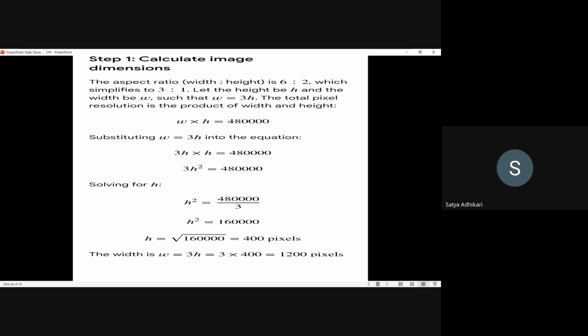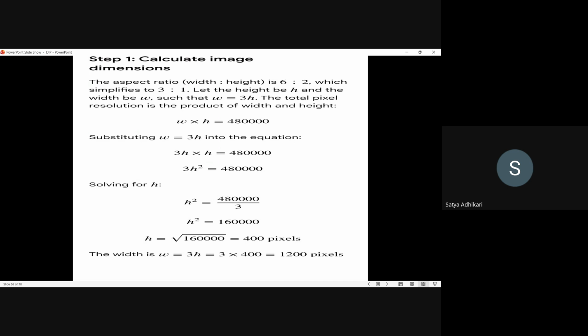The total pixel resolution is the product of width and height. That is, w into h is equal to this value, 4,08,000. As you know, w is 3 times greater than h, so we can put 3h in place of w. That is 3h into h, which is 4,08,000, so 3h square equals that, and h square is equal to 1,36,000, and h is the root of that amount, 400 pixels, and width is 1200 pixels. So this is the dimension that is given.